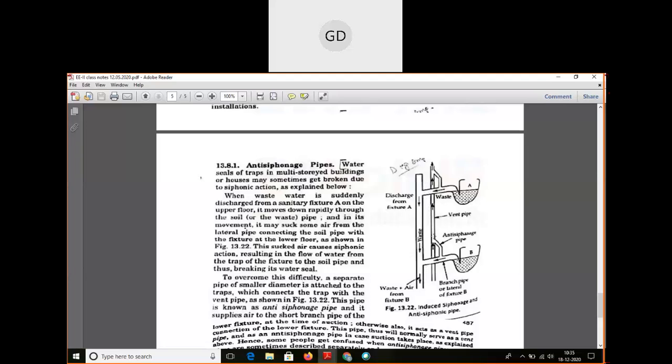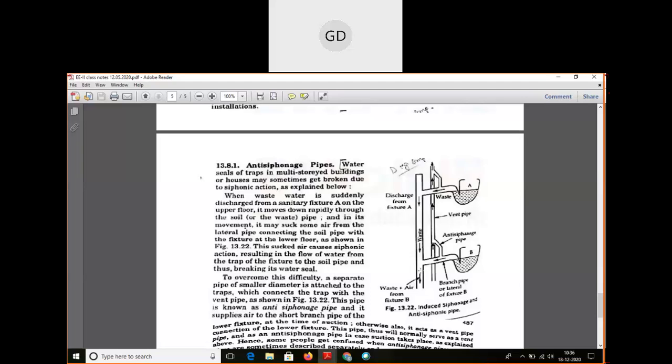So what is said here is that when this wastewater is suddenly discharged from this sanitary fixture A on the upper floor, it will rapidly move downward through the soil pipe, and during its movement, what may happen? It may suck some air from the lateral pipe connecting the soil pipe with the fixture at the lower floor. This sucked air causes siphonic action, and this results in the flow of water from the trap of the fixture to the soil pipe, thus breaking its water seal. This is how a water seal breaks.